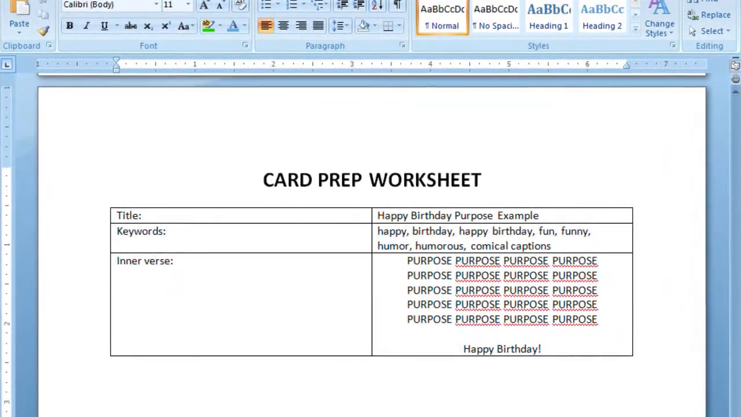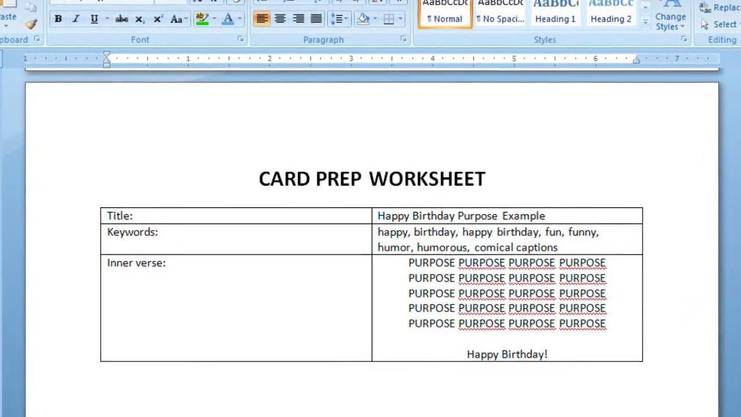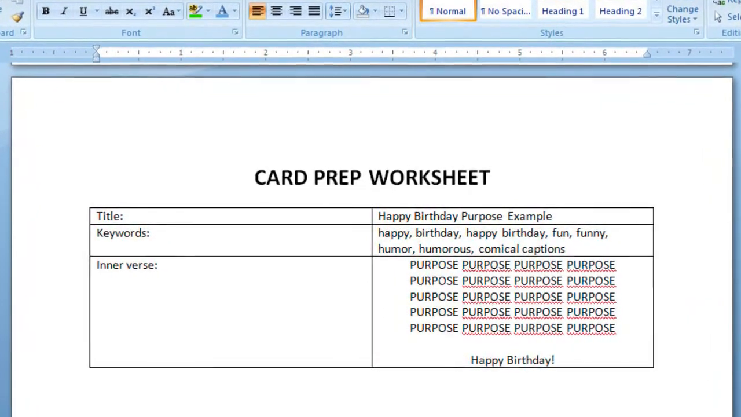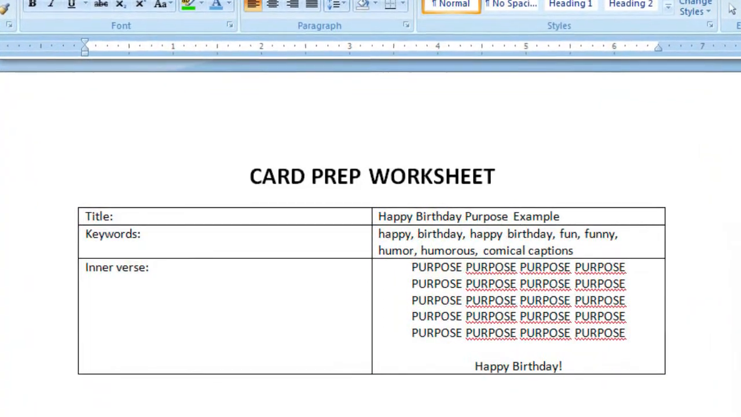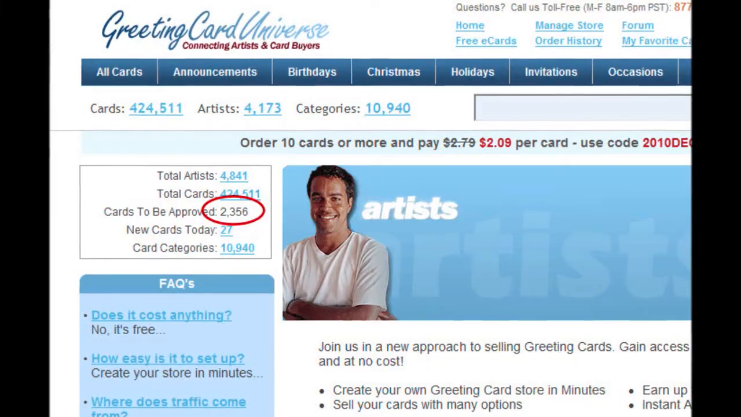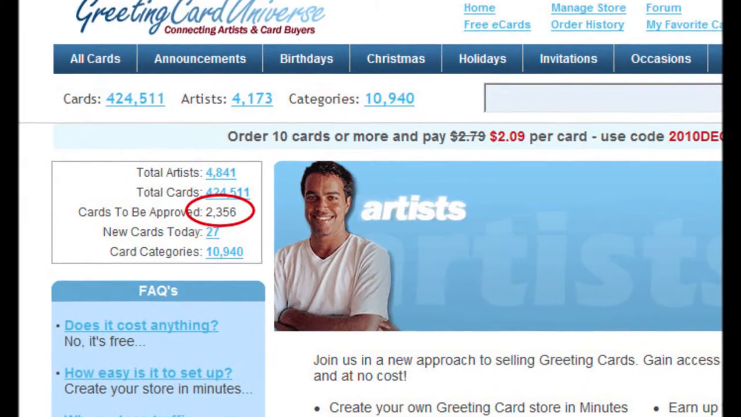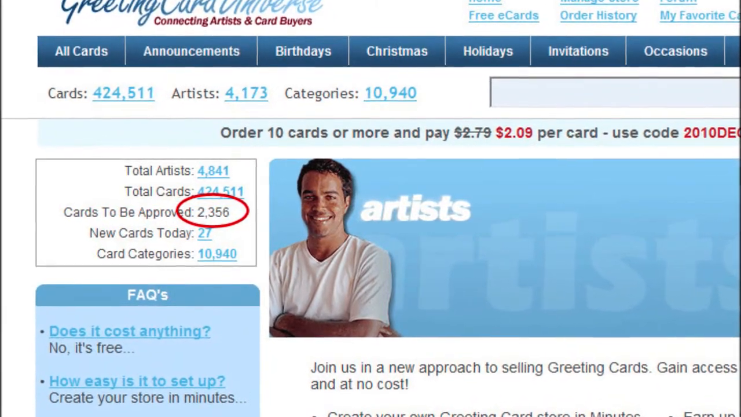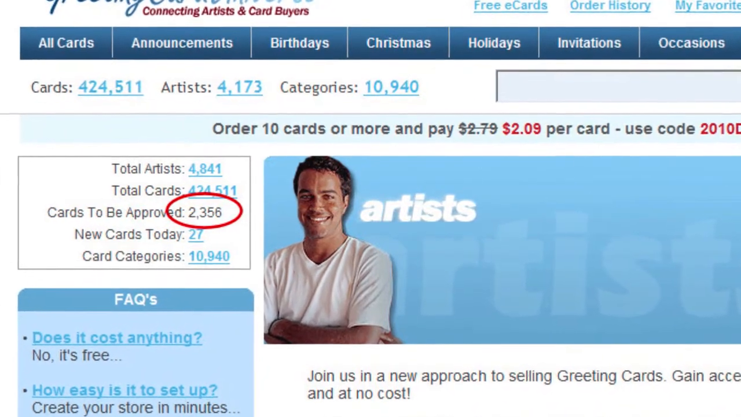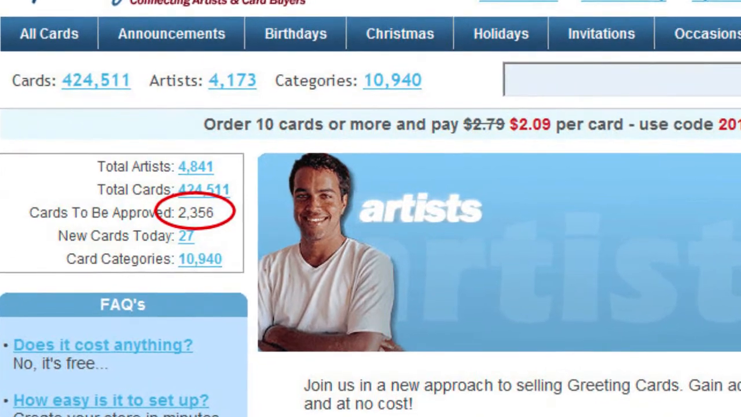By doing this, you will reduce the risk of your card being returned to you for edits, which just wastes your time, the reviewer team's time, and extends all of our card approval times. Currently, up to 30% of cards are returned to artists for edits because of the origination errors we all make. We can do better than that.